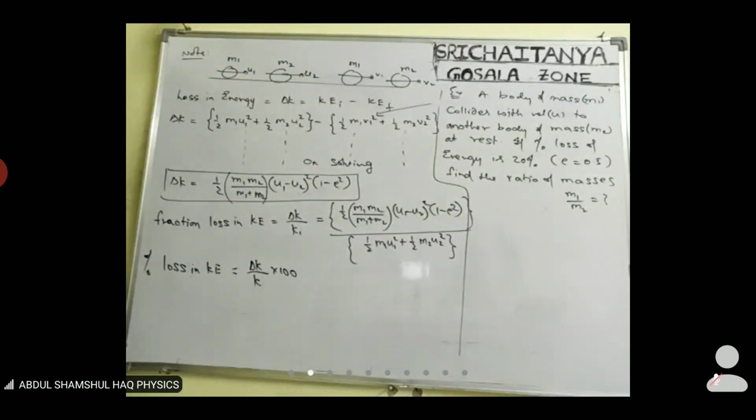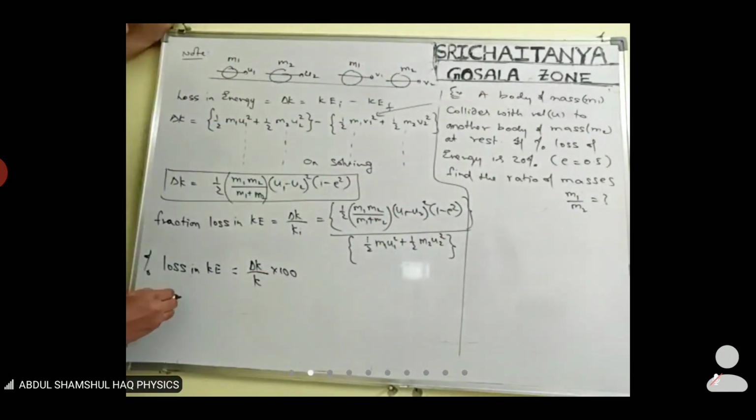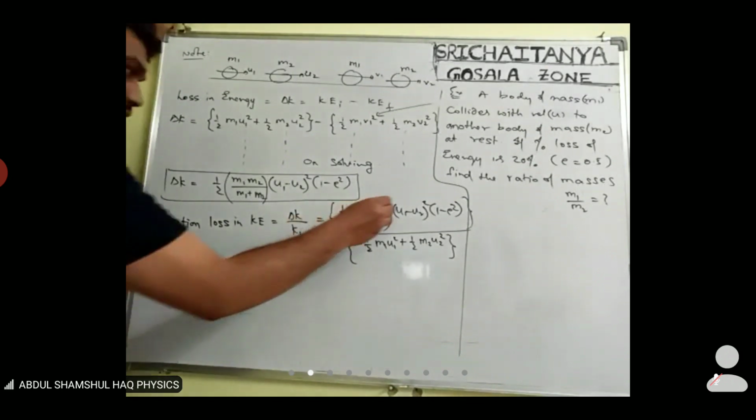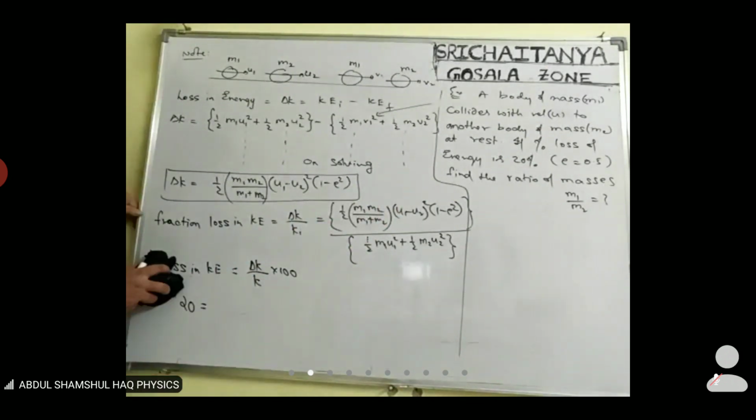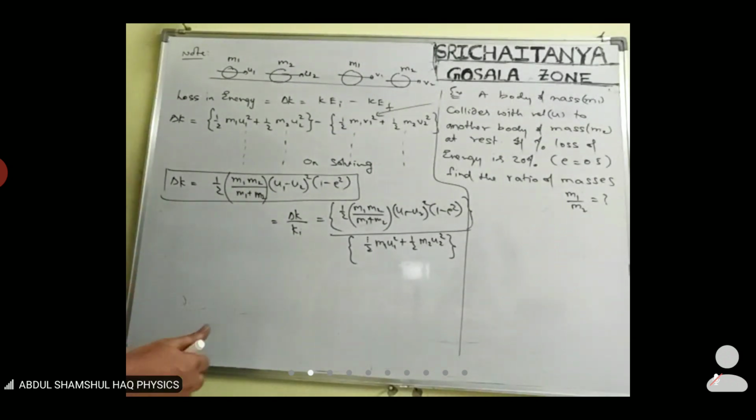A body of mass m1 collides with velocity u with another body of mass m2 at rest. If the percentage loss of energy is 20%, students, they have said percentage loss. You see here, 20 percent is the loss in energy, delta K. So if they ask for percentage loss, we have to multiply by 100.